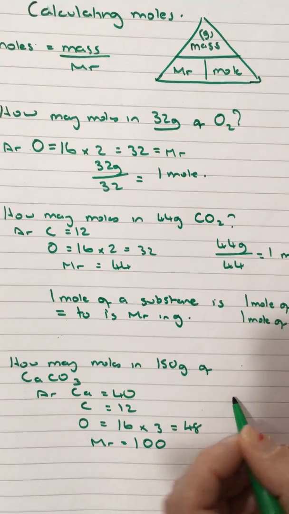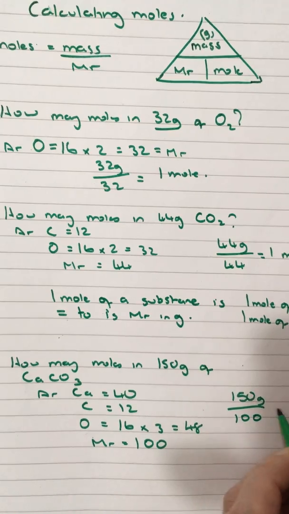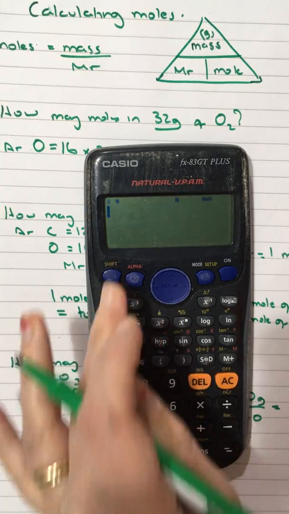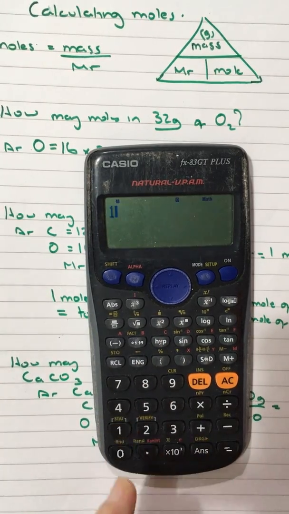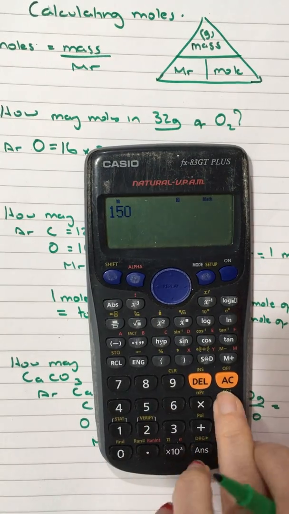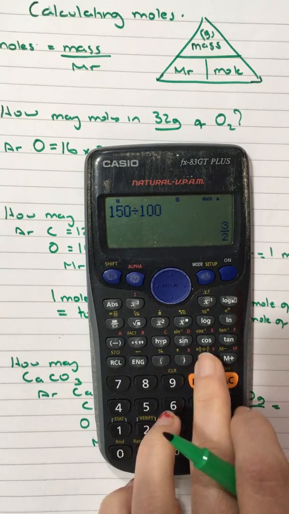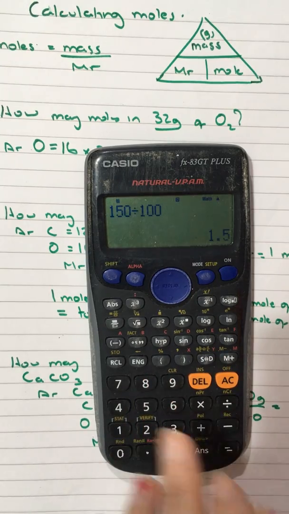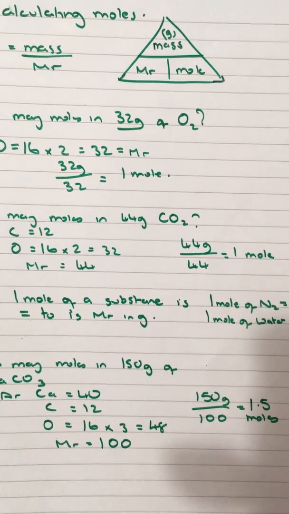So for your calculation now, you do mass, 150 grams, divided by an Mr of 100. So we'll do that on the calculator here. If you're not sure, always do it on the calculator. So 150 grams divided by the Mr of 100. A lot of you can probably do that in your head, I'm sure. Do your SD button, 1.5. There you go, 1.5. So that's 1.5 moles.